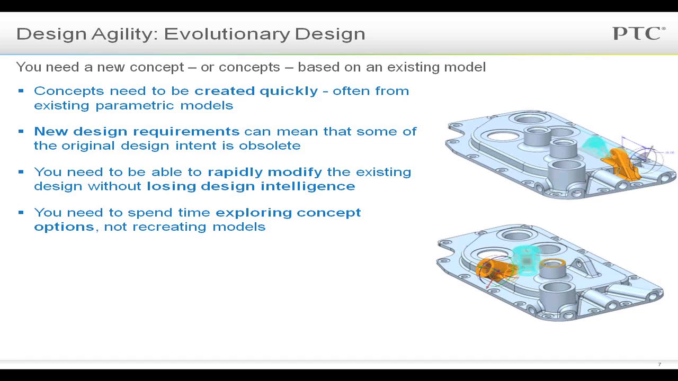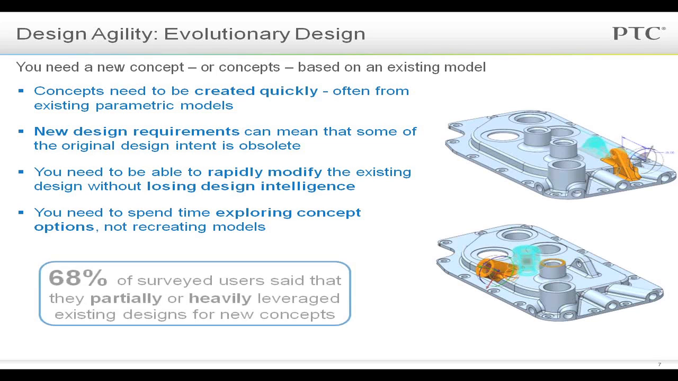So what I'd really like to be able to do is rapidly modify the existing design, without losing any of the intelligence, because I may want to rework that later on, but I also want to be able to put new intelligence into the model. So what our users said there is that 70% of them said that they partially or heavily used existing designs for new concepts.